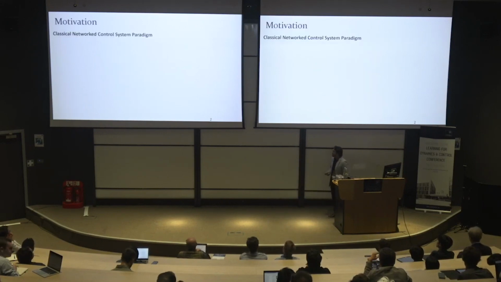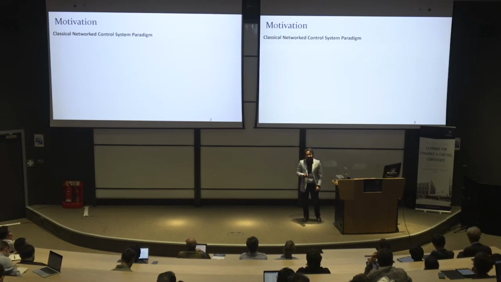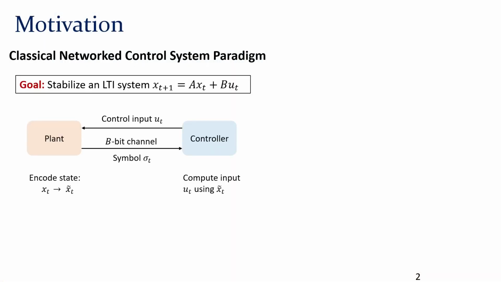So this work is going to sit at the intersection of two different areas, network control systems and learning. When one thinks of the classical network control systems paradigm, the idea is to consider control problems subject to some kind of communication constraint. One typical problem in this space is the one that I'm showing you over here, where you have an LTI plant and a controller separated by a channel that can support at most B bits of transmission per use.